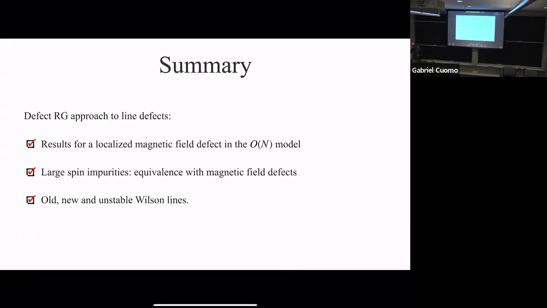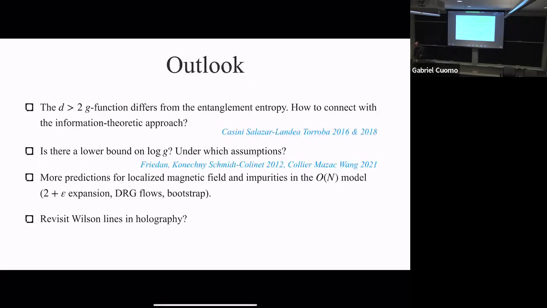Okay, so I'm going to close now. So let me just summarize. I studied some line defects and applications. In particular, I studied magnetic field defects, large spin impurity, and Wilson lines. And there are some questions. Some are more theoretical. For instance, some of them have been there for a while.